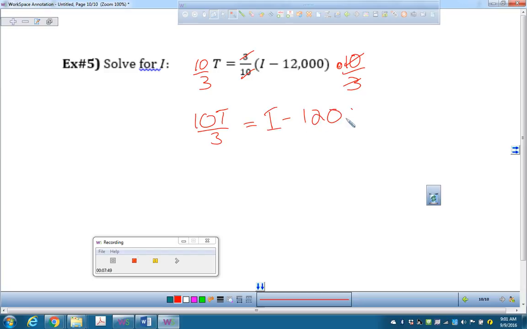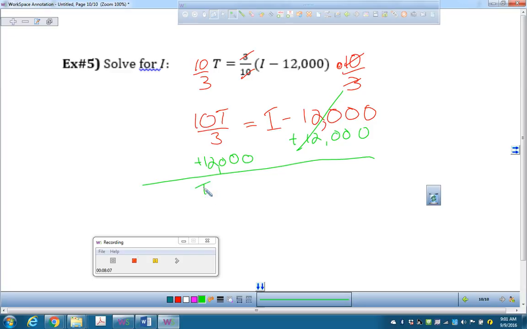And then I'm going to add that 12,000 back to both sides, right? Plus 12,000, plus 12,000. And you can't really combine, whoops, I forgot a 0. So you get, boom, I equals this plus 12,000. So I'm going to write the I over here. I equals 10t over 3 plus 12,000.